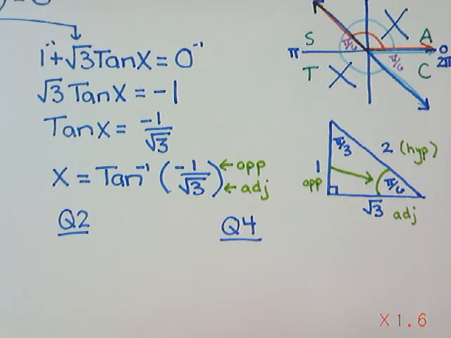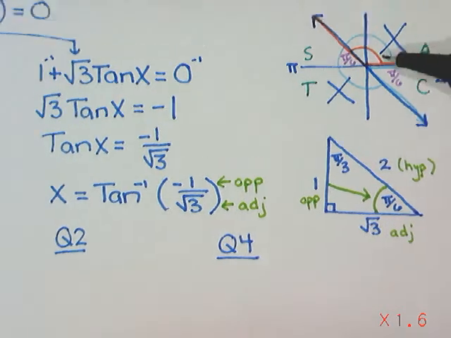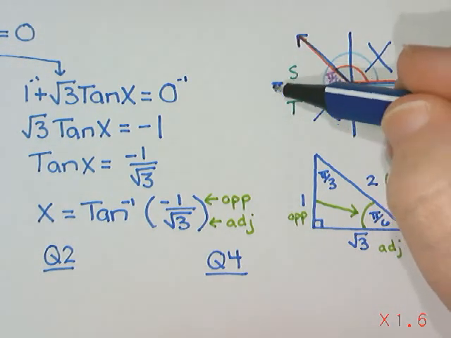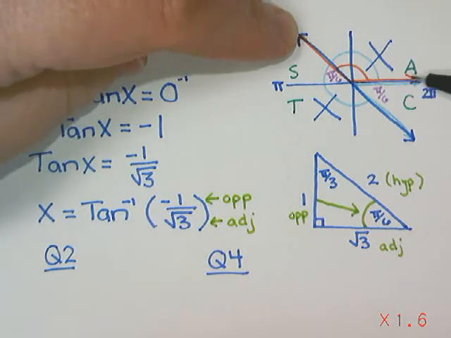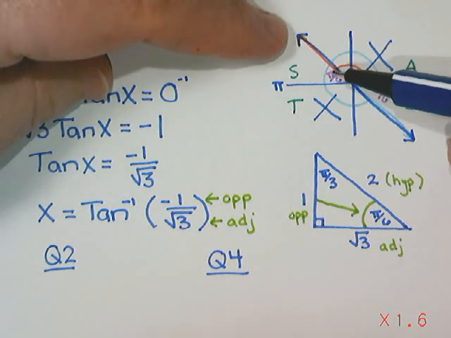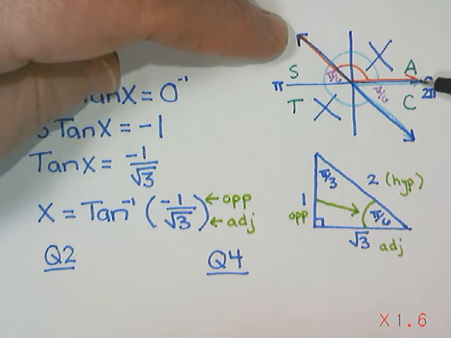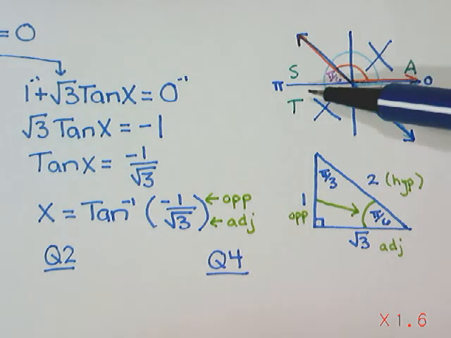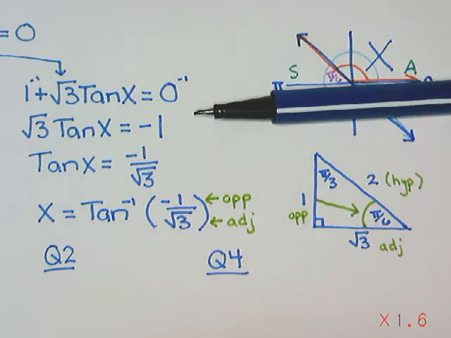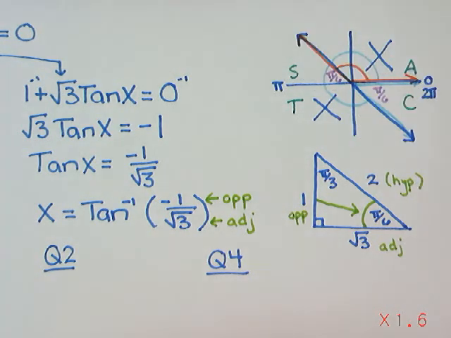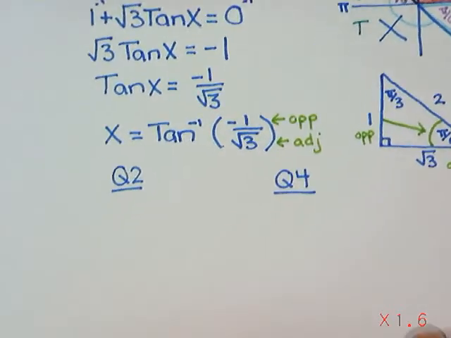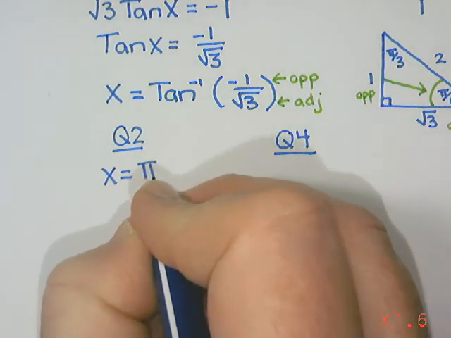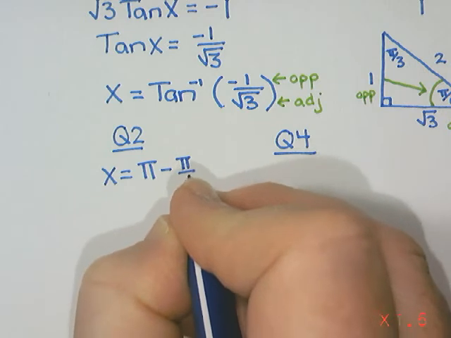What we're going to do is think about our angle here. So this angle, the closest marking I have is pi. But this angle is a little bit smaller than pi. Pi would be a straight line. This is a little bit smaller than a straight line. How much smaller than a straight line? Pi over 6 radians smaller. So this would be pi, my straight line, and then minus that little bit of pi over 6. So the angle in quadrant 2, x, is going to be pi minus pi over 6.